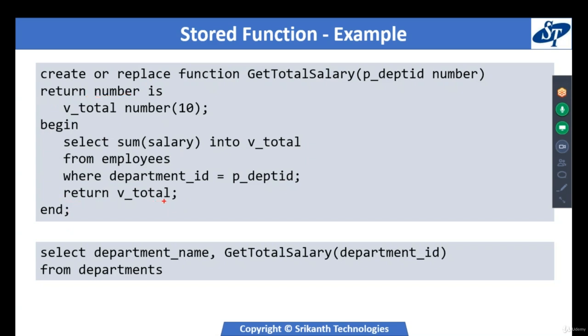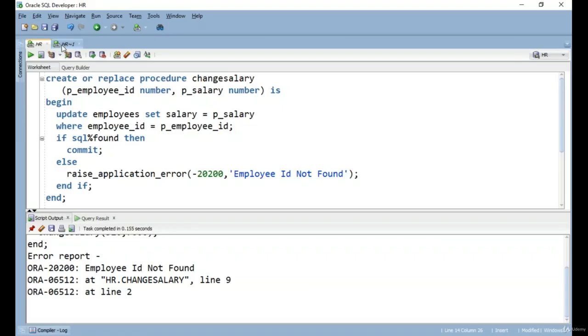And how do we call it? We can call it from any PL SQL block, and you can call it even from normal select command. And as it is shown, I can say get me the department name and also the total salary for the department. So we pass the department ID from every row, and we are going to get the total salary. So we display both department name and total salary. So let us switch and see how this works.